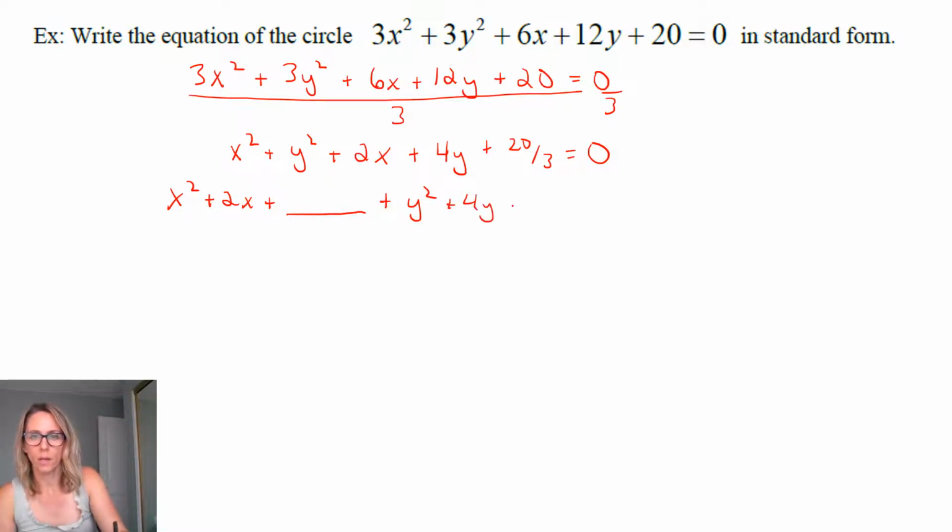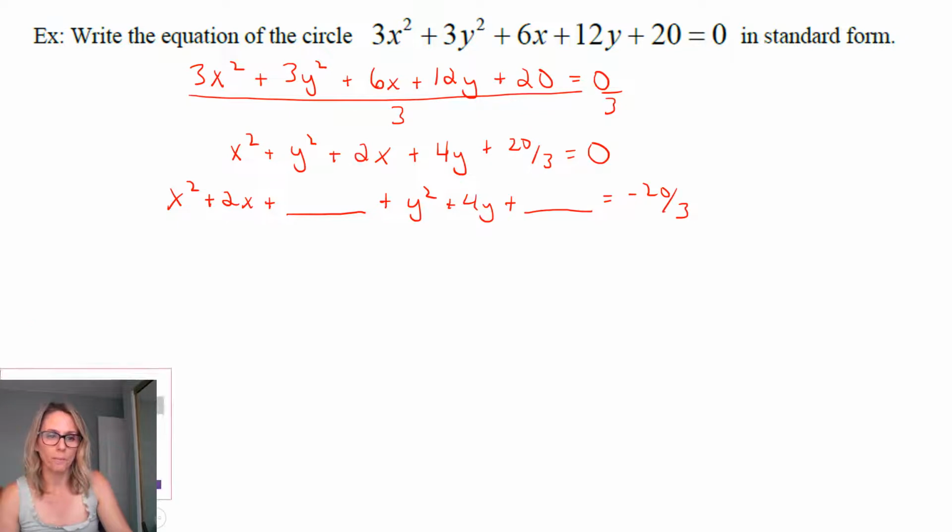So I'm separating. I'm going to bring that constant to the other side. Now I've got to complete my square. I'm going to take half of 2, which is 1. I'm going to square it, 1. Bring that over here as well. I'm going to take half of 4, that's 2. Square it, 4. It's going to look like this.